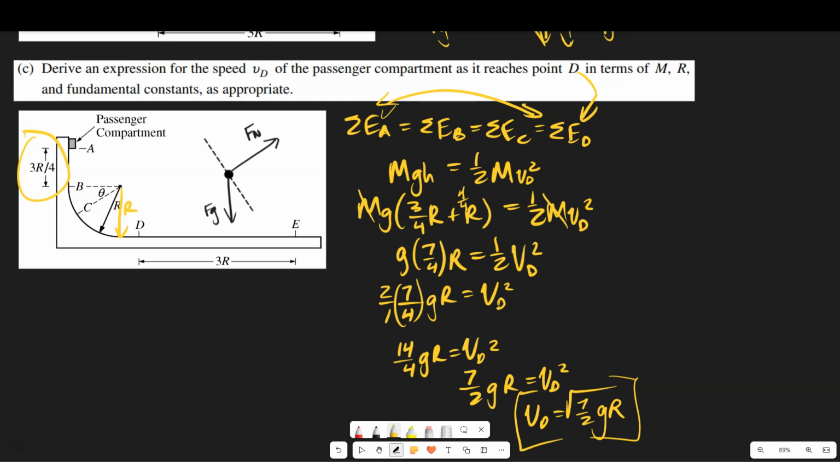Typically, the way this works in AP Physics 1 Mechanics FRQs is when we solve for something, we're almost certainly going to build on that and use that in a future part of the problem. All right, so let's move on to D.